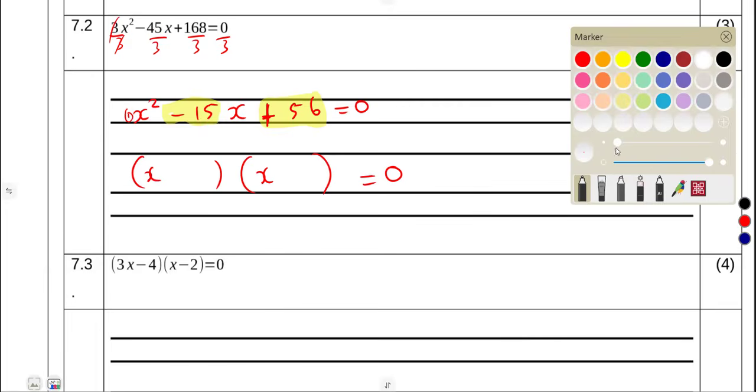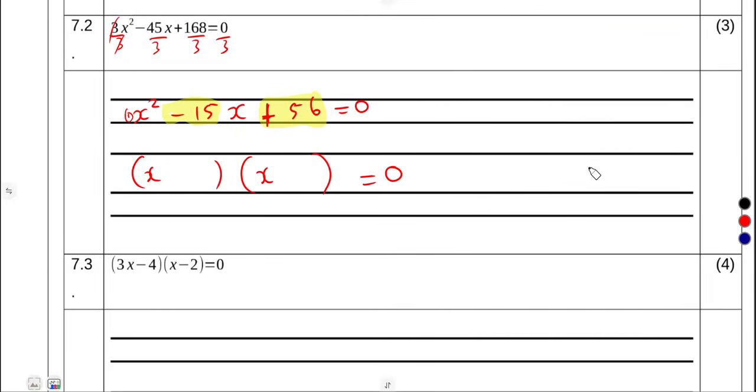So it's trial and error. Try those factors of 56. There are so many, 7 and 8. But to get a negative 15, we must have negative, negative, all right? Multiply these two numbers, you get a positive 56. Add these two numbers, you get a negative 15. But like I said, there are so many factors, so you try from those and see which one.